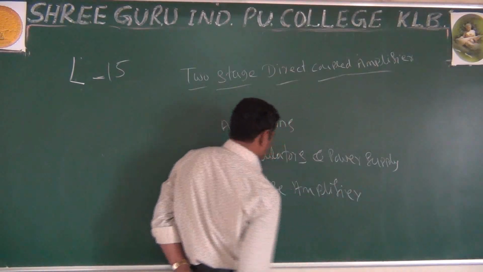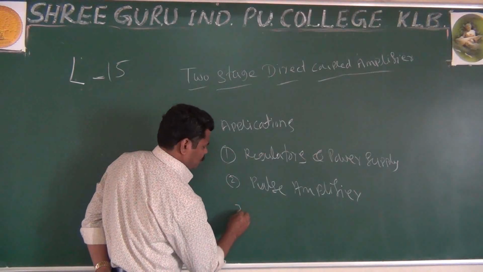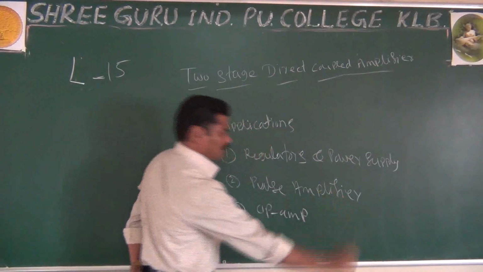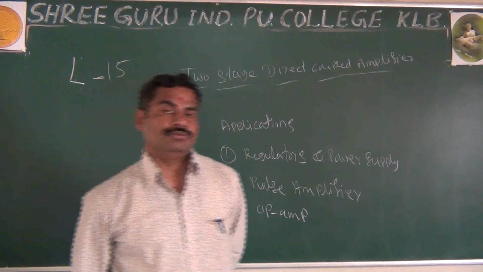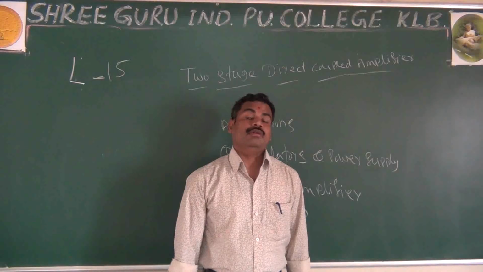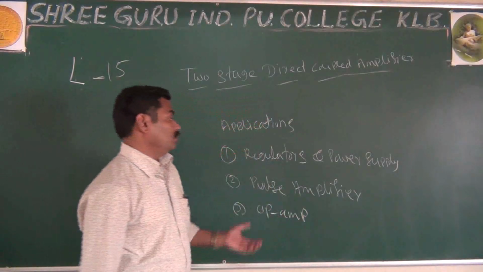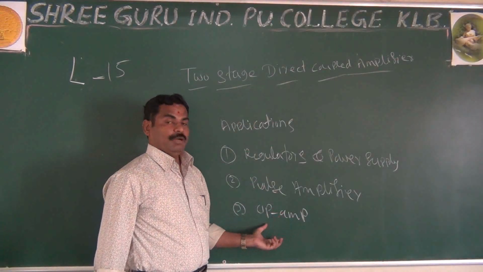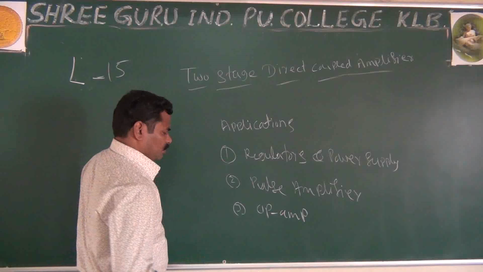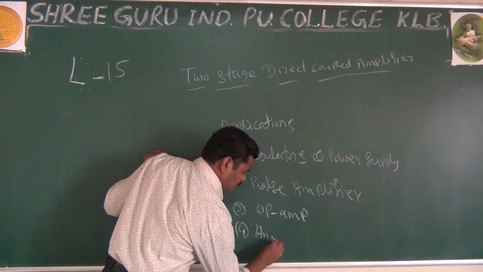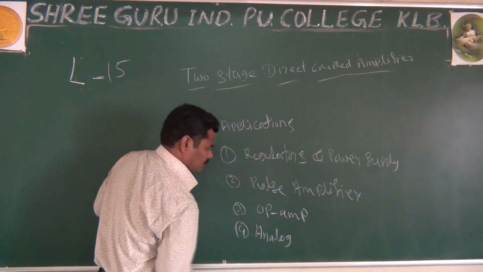It is also used in differential amplifiers and in operational amplifiers. As we know, an op amp is a directly coupled high gain multi-stage amplifier. So the most important application of direct coupling is in op amps. It is also used in analog computers.